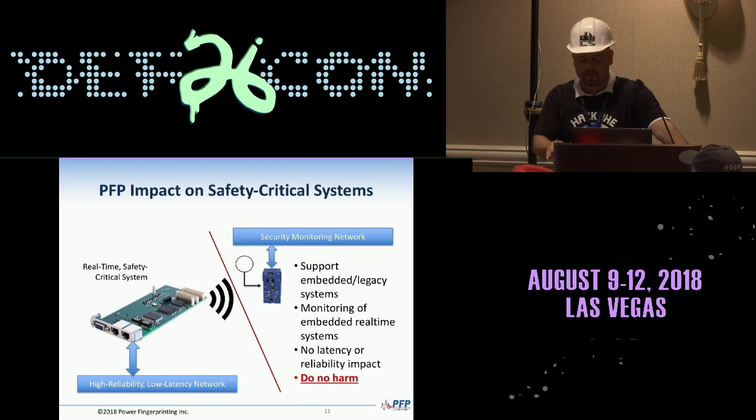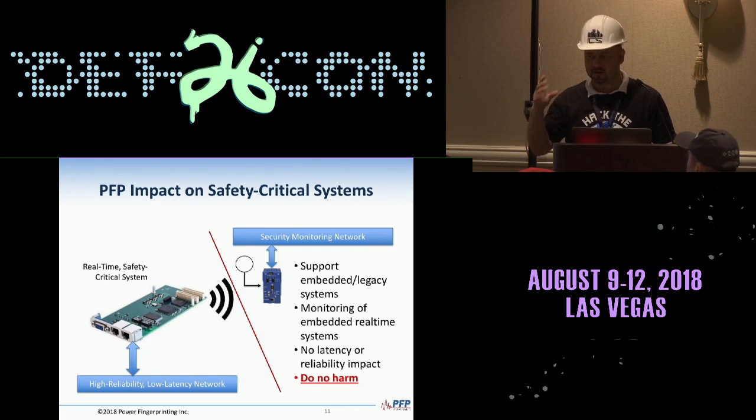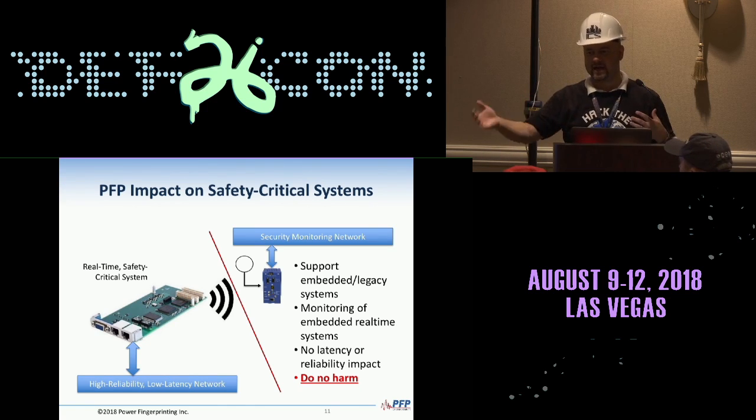Okay. So one of the reasons doing integrity assessments using side channels is much harder than just asking the device, hey, are you okay? But there's a lot of advantages of doing it this way. The main one is that we do no harm. Normally, like we talked before, we have that line between the OT and the IT, the safety critical side. You have to make sure you do no harm to those systems.